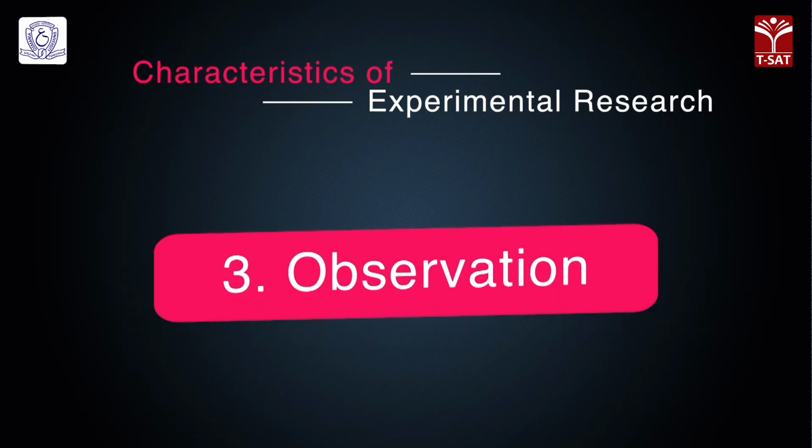And the third one is observation. In experimentation, we are interested in the effect of the manipulation of the independent variable on a dependent variable. Observations are made with respect to some characteristics of the behavior of the subjects employed in the research. These observations, which are quantitative in nature, may constitute the dependent variable.